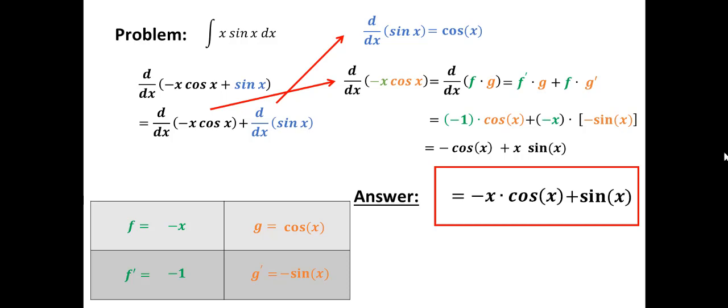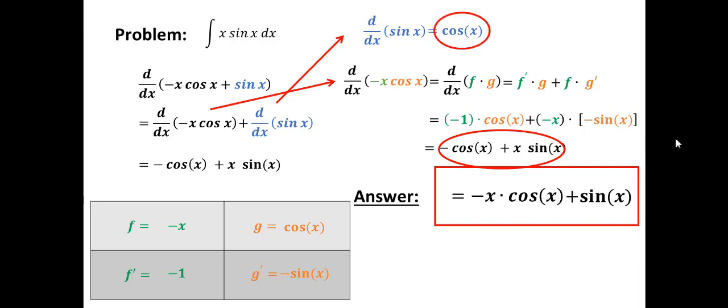Now we can go back over here on the left and finally solve for this derivative. This first term over here in the black is going to become this, and this derivative here in the blue is going to become cosine of x, which we solved for up here. So we add that onto the end, and we can see at this point that these cosine of x terms are just going to cancel out, and we're left with x sine of x.